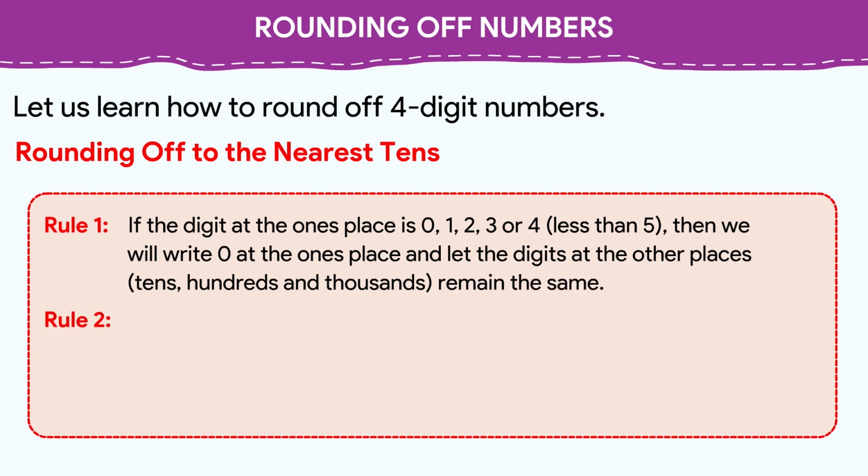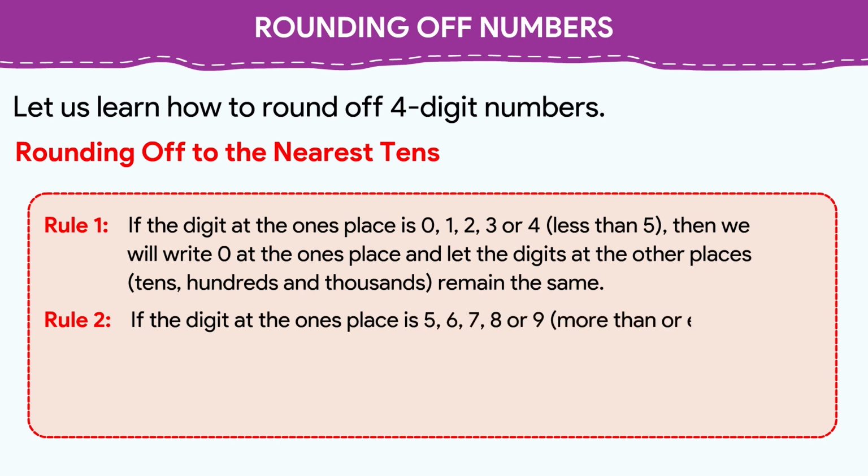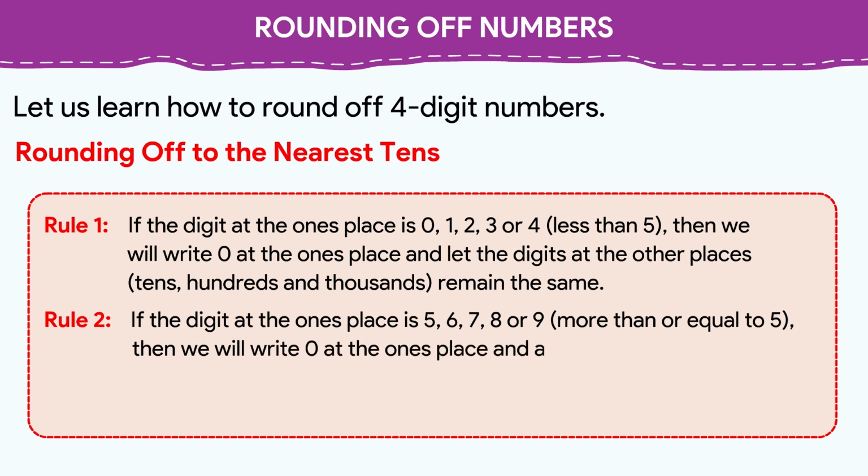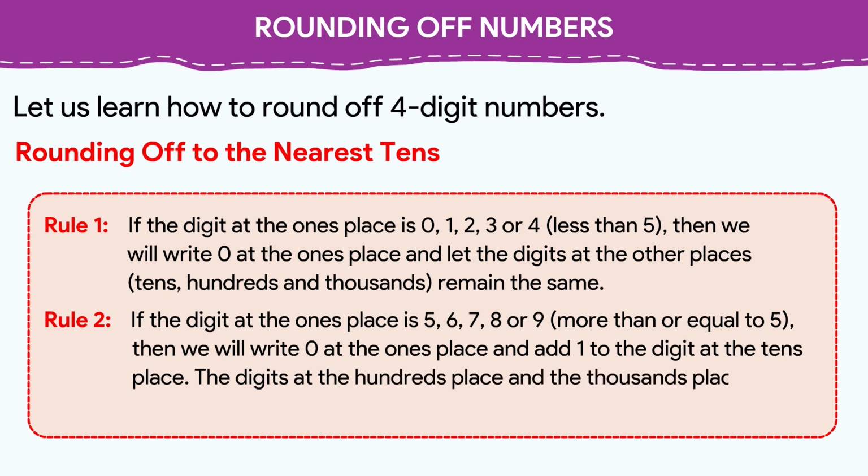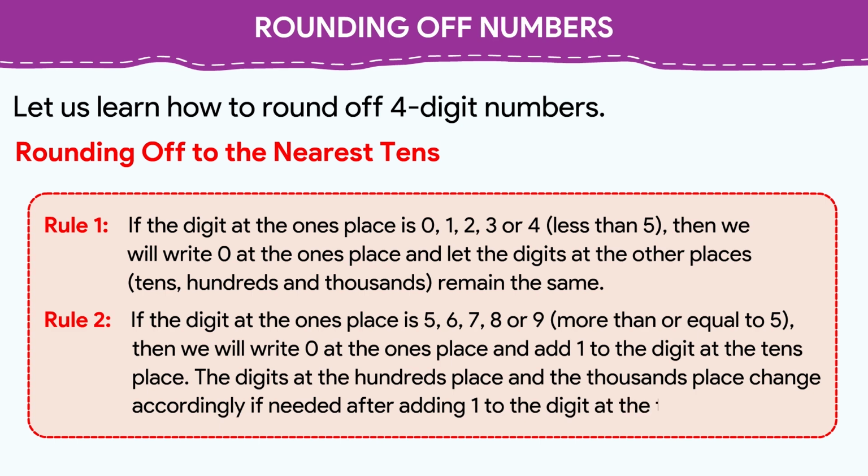Rule 2. If the digit at the ones place is 5, 6, 7, 8 or 9, more than or equal to 5, then we will write 0 at the ones place and add 1 to the digit at the tens place. The digits at the hundreds place and the thousands place change accordingly if needed after adding 1 to the digit at the tens place.